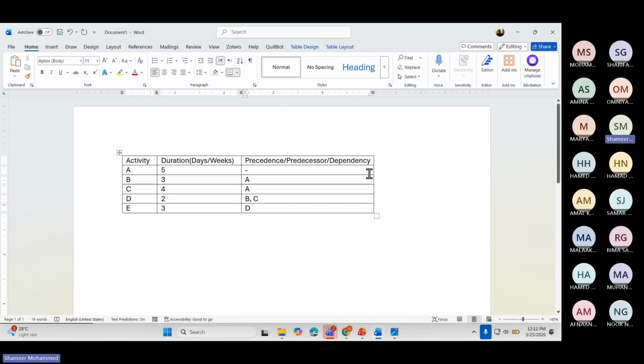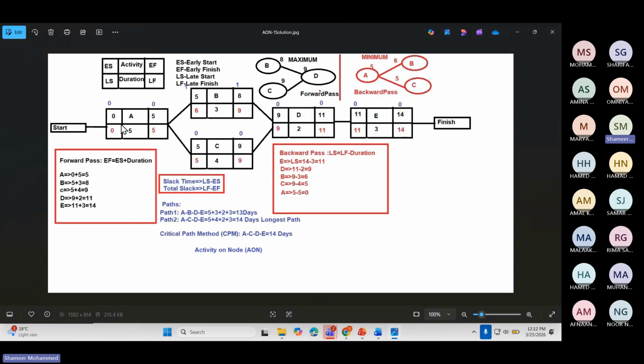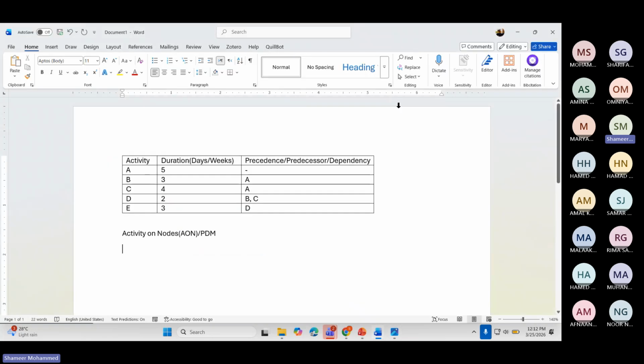Right? So this is the table, and you are using what technique? Activity on nodes, or precedence diagramming method. Okay. So you are drawing the network diagram starting from day 0. So that will be like this. And you are going to calculate what?